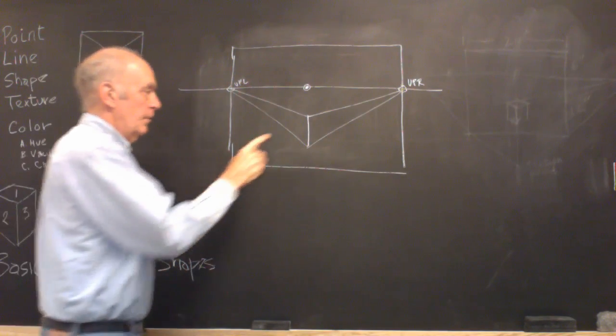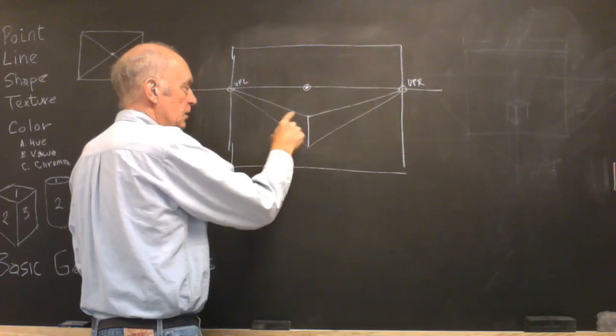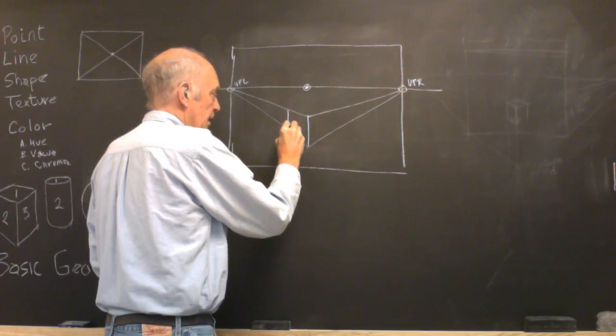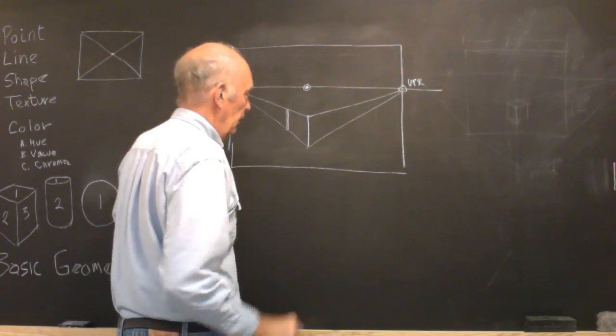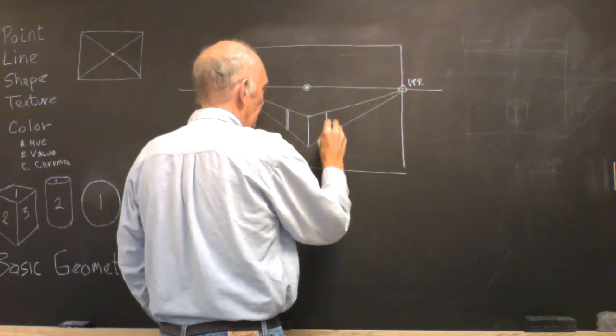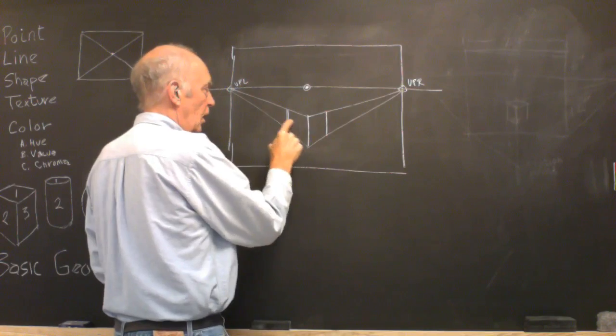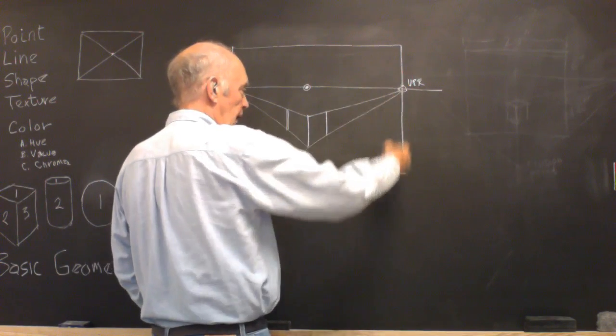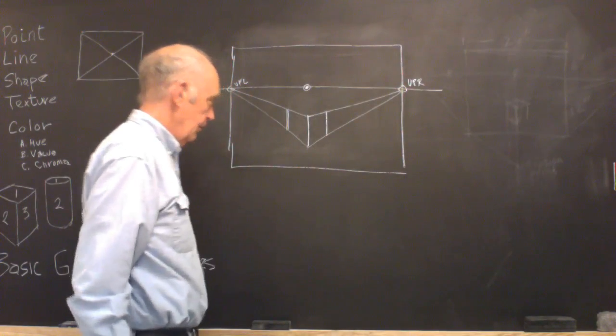Remember these are construction lines. So I'm going to arbitrarily just draw a vertical here and a vertical here. Remember that in the side view, these are verticals, so they'll be parallel to the sides of the picture plane. So those are easy to draw.